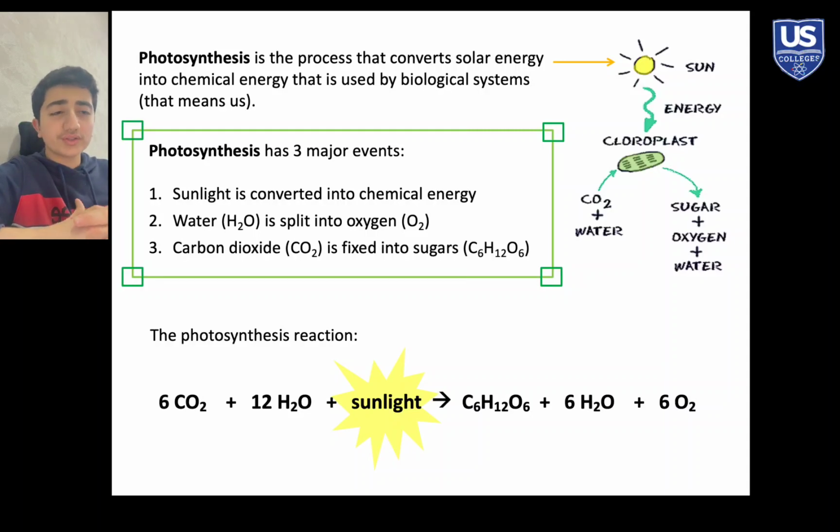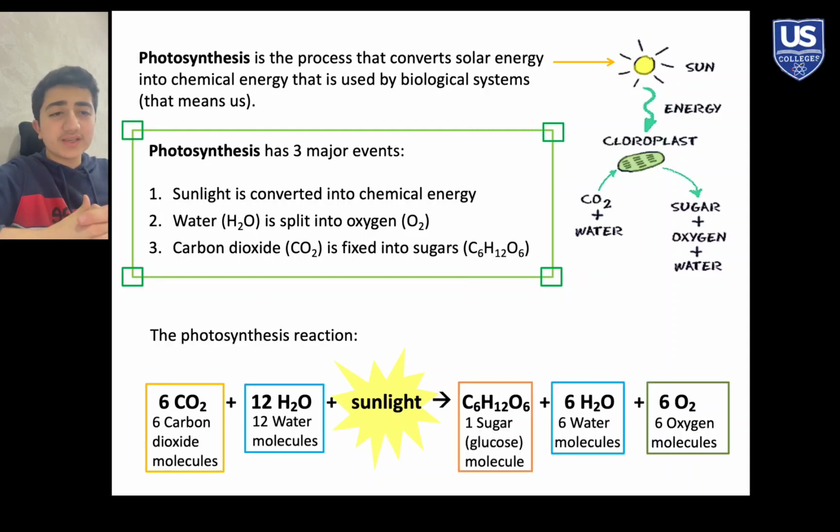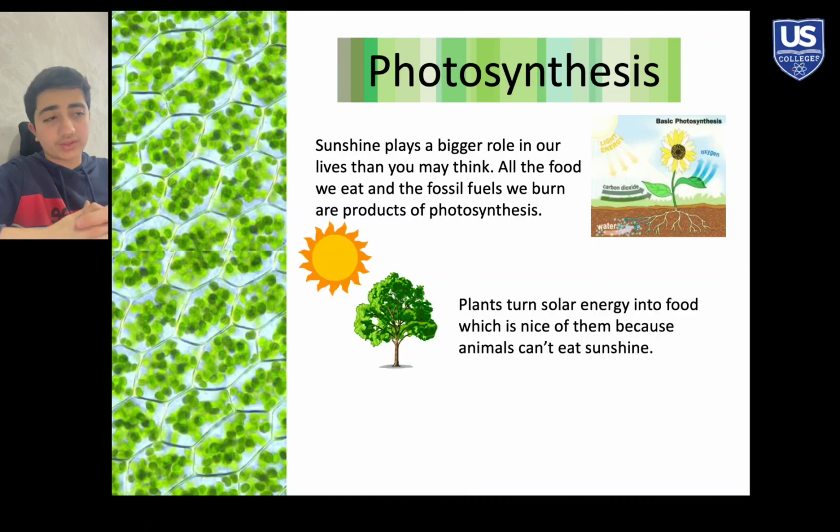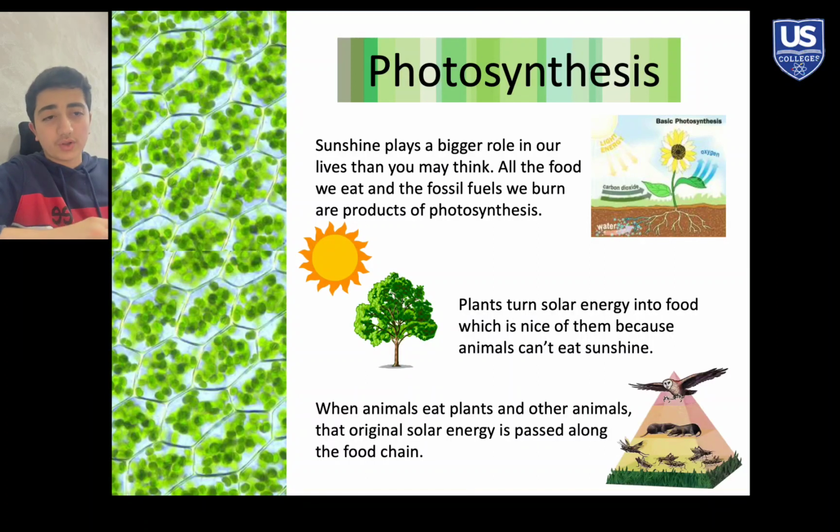So we have the photosynthesis reaction. We have 6 carbon dioxide and 12 hydrogen oxide molecules and sunlight, which will make 6 carbon, 12 hydrogen, and 6 oxygen, plus 6 water molecules, let's say, and 6 oxygen molecules.